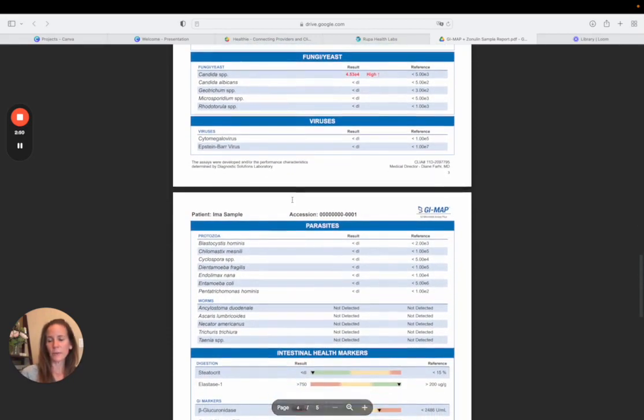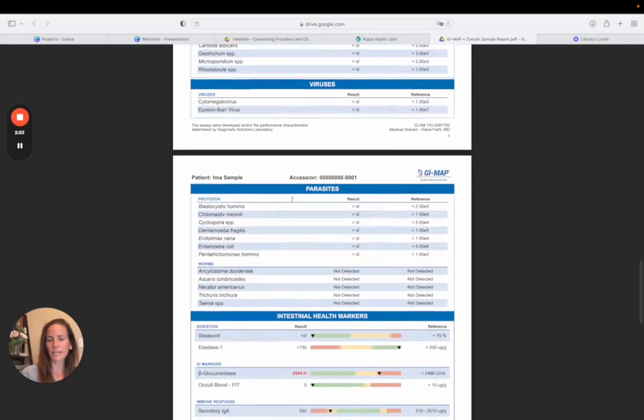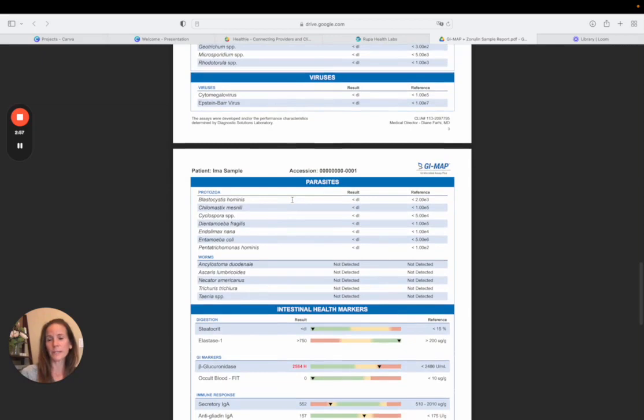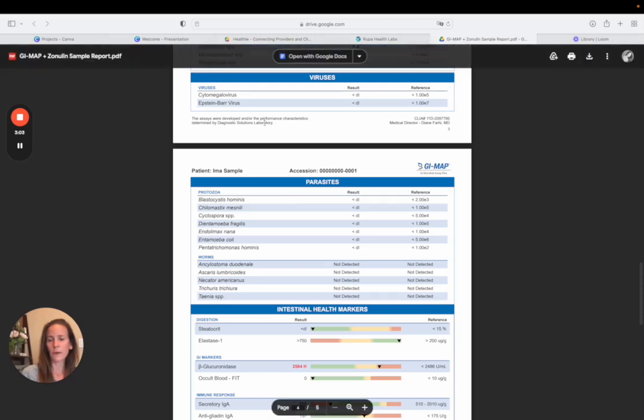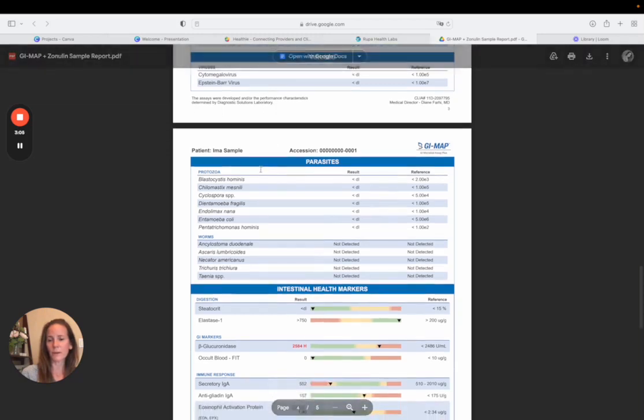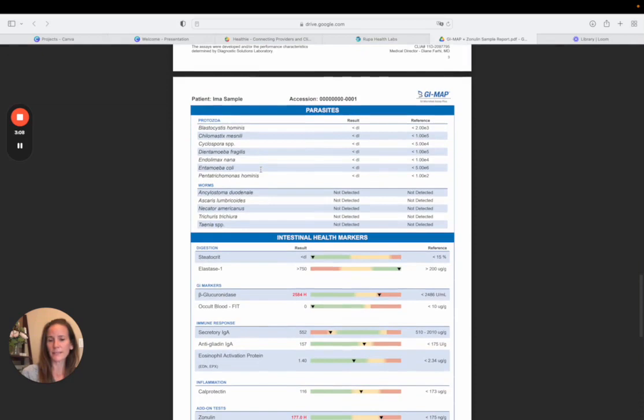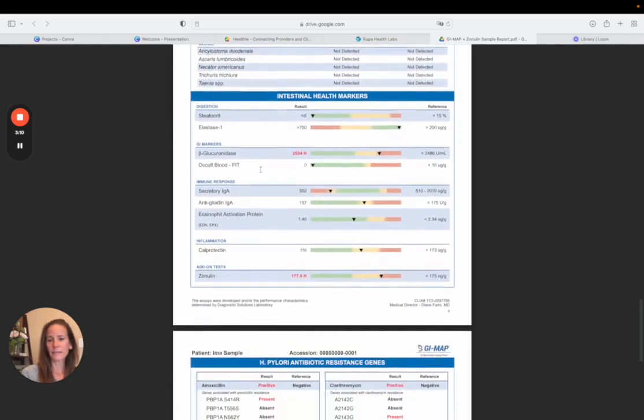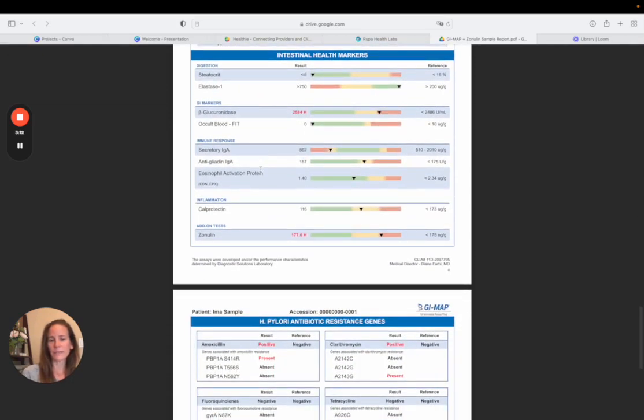Things like cytomegalovirus and Epstein-Barr tend to be associated with toxicity from Lyme, for example. But the test does show us what's happening with those two viral markers. Again, a longer panel of parasites. And then I love the intestinal health markers. For me, this is where you get the biggest bang for the buck out of this test.